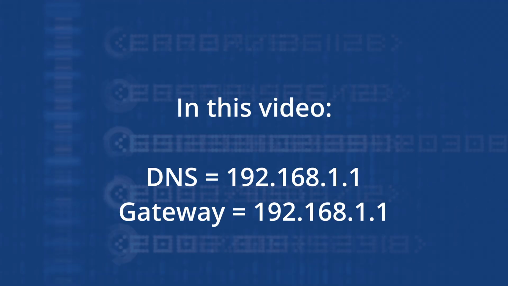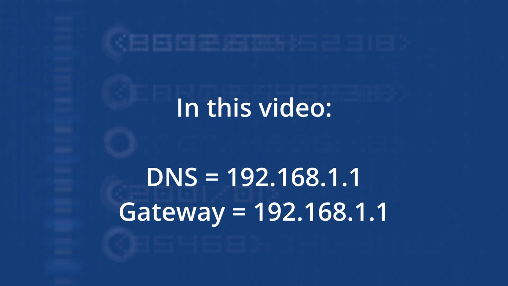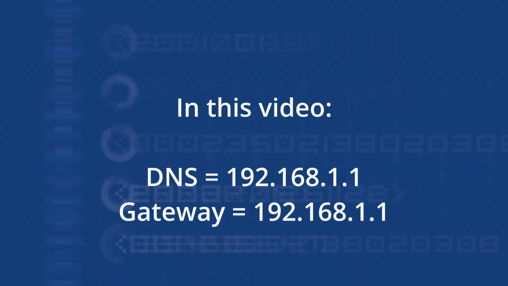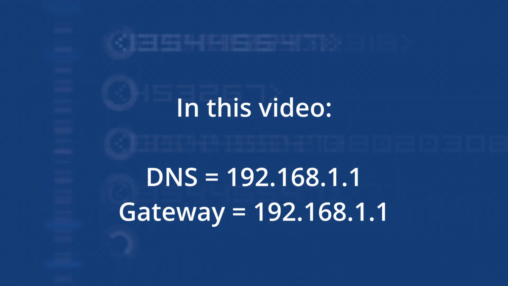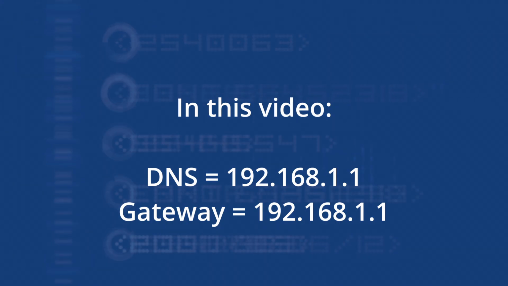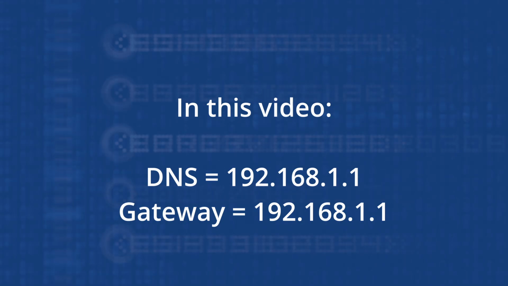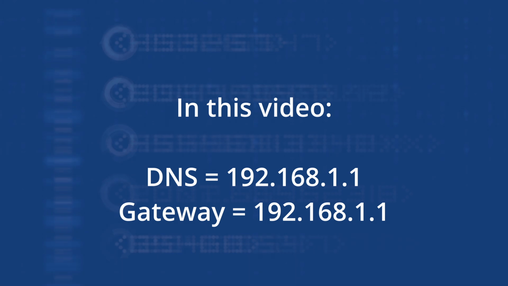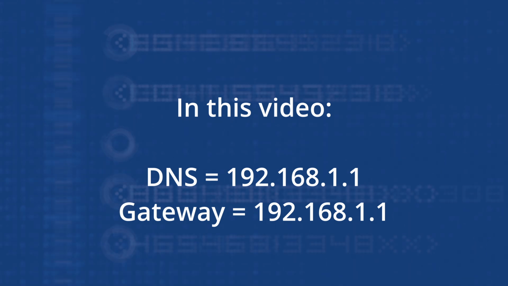Again, for today, both the gateway and the DNS server are going to be the same thing. It's going to be the internal IP address of our firewall. However, if you wanted to set something up at home like Pi-hole, you would go into your DHCP and change the DNS server to the IP address of your Pi-hole server.